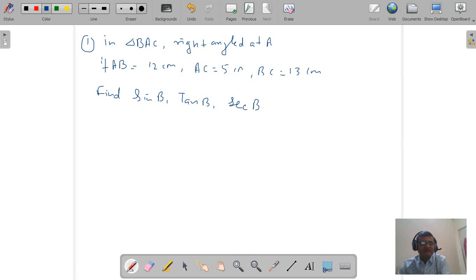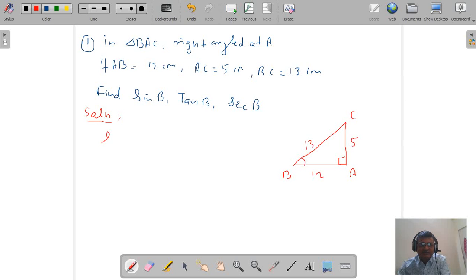Now we can understand how to solve this kind of question. First of all, we make a right angle triangle, right angled at A. We take this as B, and this we take as C. AC is given to be 5 and AB is given to be 12 and BC is of course 13. So we have to find this angle.